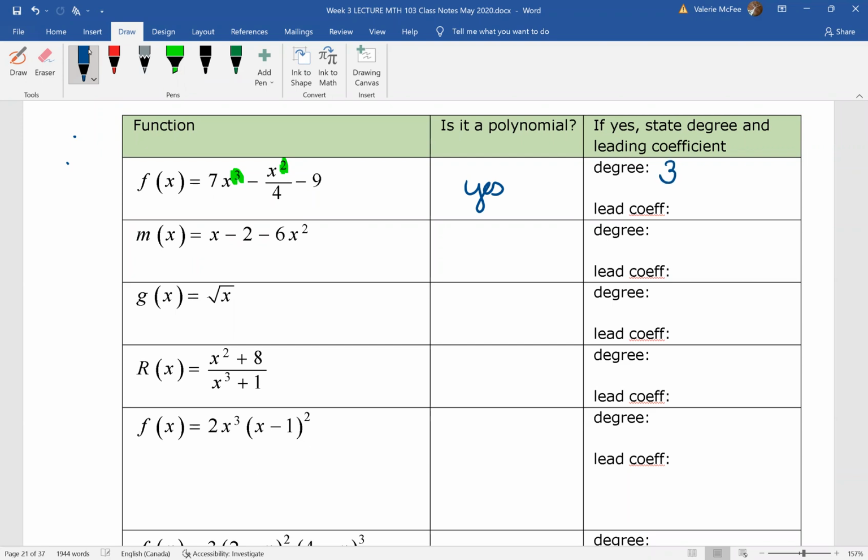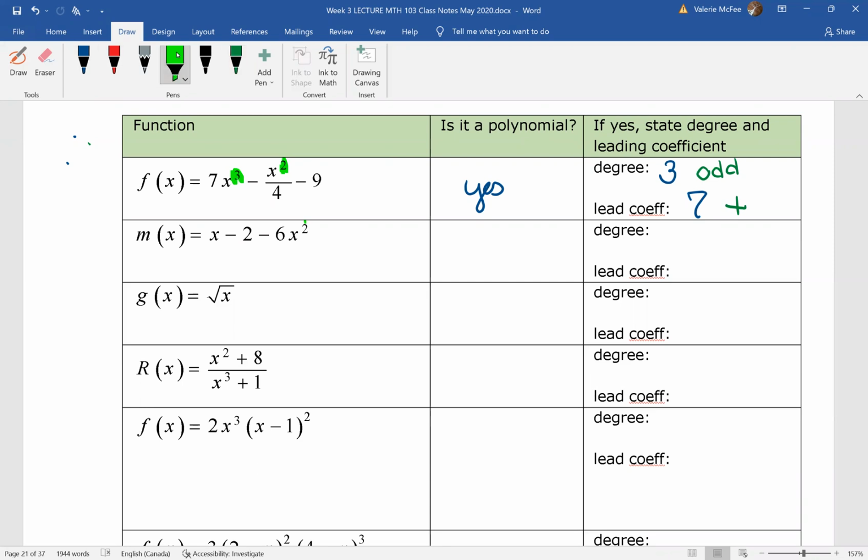The highest exponent is the degree. The number multiplying the highest power of x is our leading coefficient. And what we are always going to be interested in when we're talking about degree is whether or not it's odd or even. In this case, it's odd. And with the leading coefficient, we want to know if it's positive or negative. This one is positive. Why don't you decide if the next one is a polynomial?